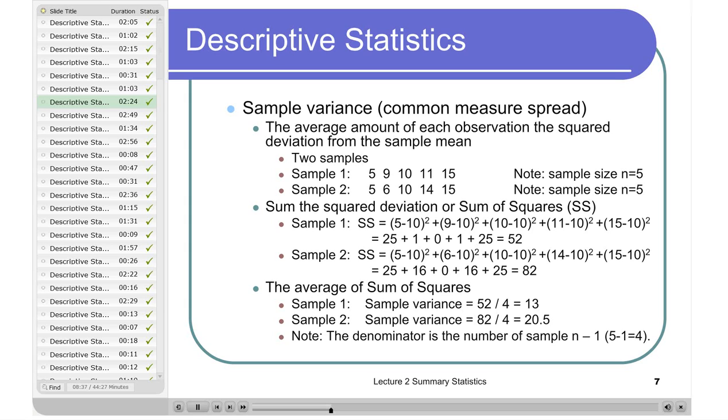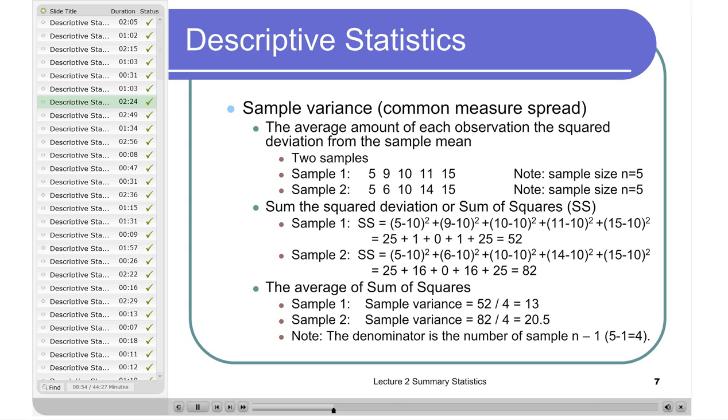Again, we're going to be looking at these two examples that consist of numbers between 5 and 15. So let's go ahead and look at that middle bullet there, where it talks about finding the sum of the squared deviations for, let's say, sample 1. Now, sample 1 has a mean of 10.